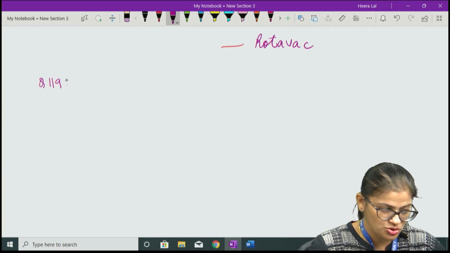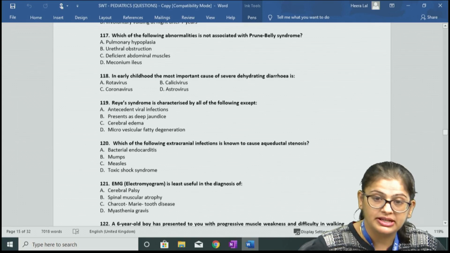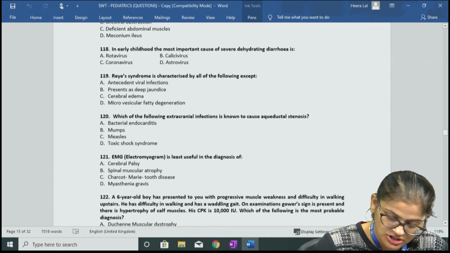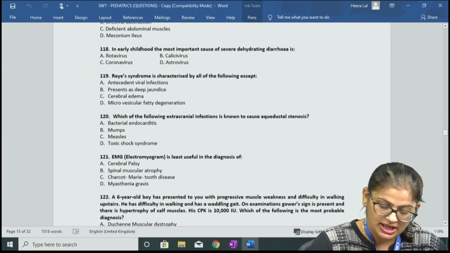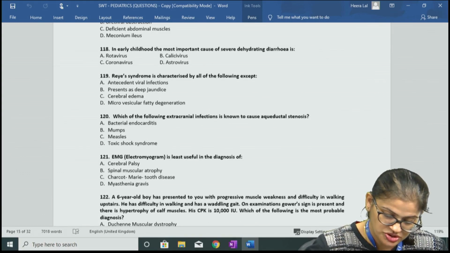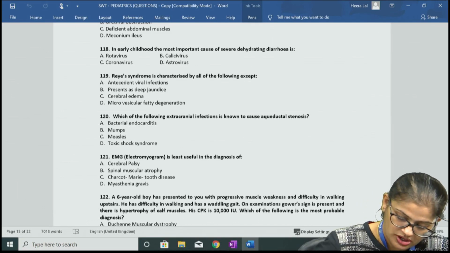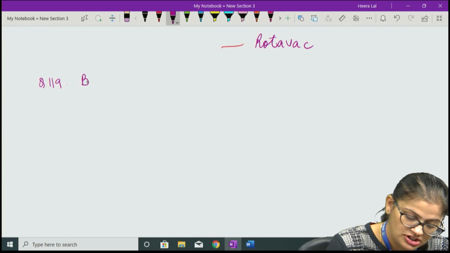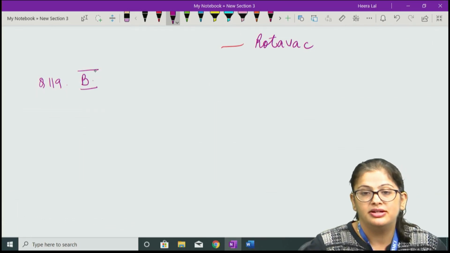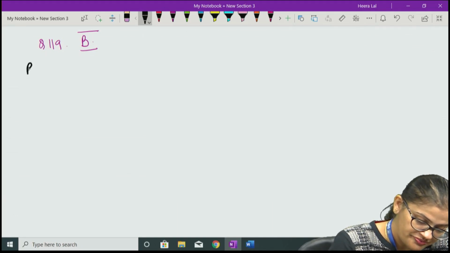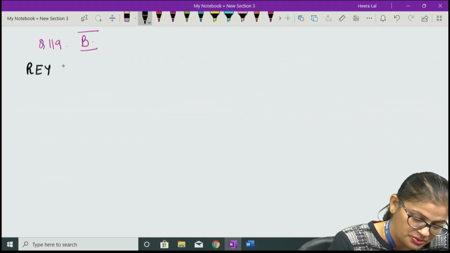So next we come on to question number 119. Question number 119 was, Reye's syndrome is characterized by all of the following except. And the correct answer is option number B, that is presents with deep jaundice. So question number 119, option number B, presents with deep jaundice, is the correct answer. So now, what is Reye's syndrome?